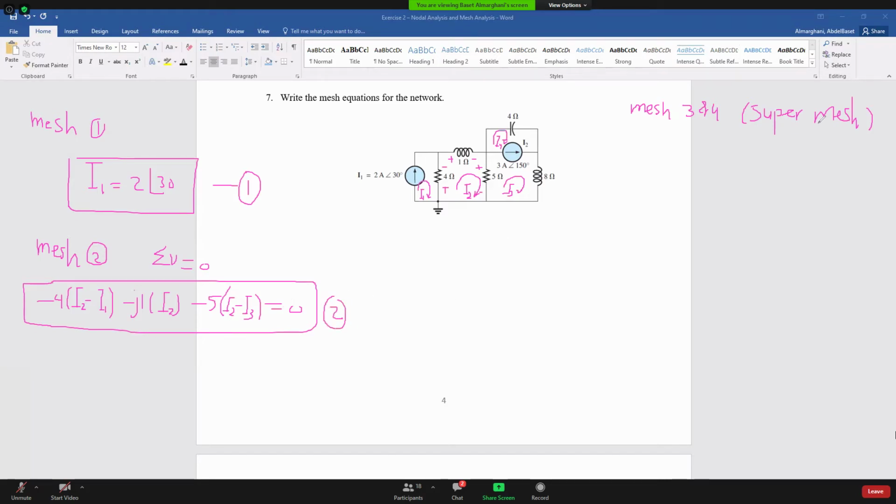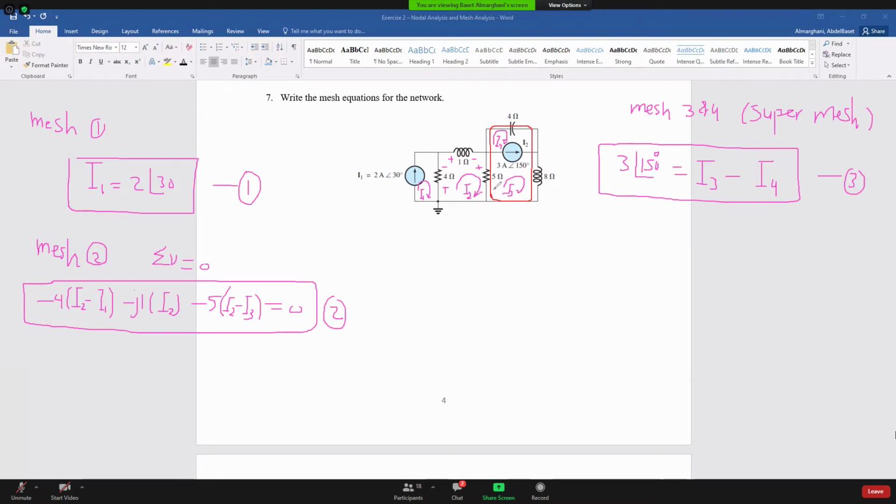Now mesh 3 and 4 super mesh. So we're going to look at this current, the 3 and 150 equal to the current in my direction is I3. The current in the opposite direction is I4. So this is the third mesh, third and fourth together. Then the fourth, we're gonna go around this. So we're gonna go like this, okay? Big mesh between 3 and 4, not the current source here.